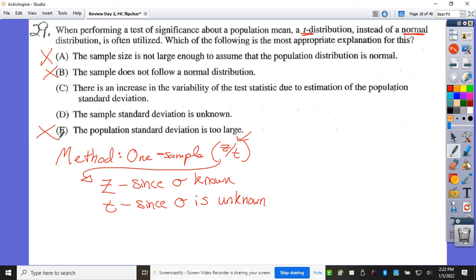The sample standard deviation is unknown. Is that true or false? People are going to miss this piece because they're not thinking about it. This is saying we are using T instead. Why did we use T instead? Because the population standard deviation is unknown.